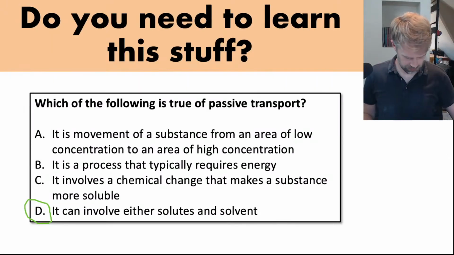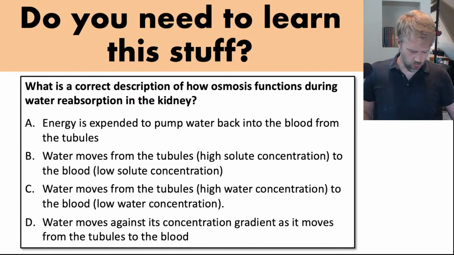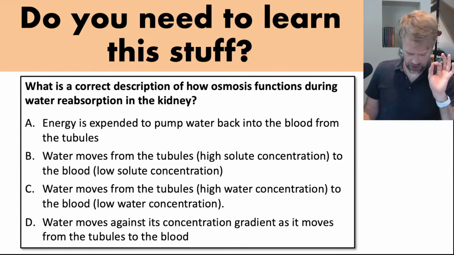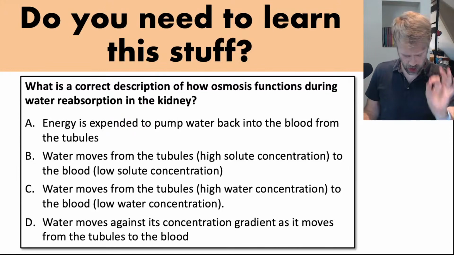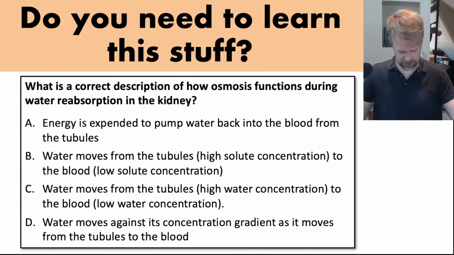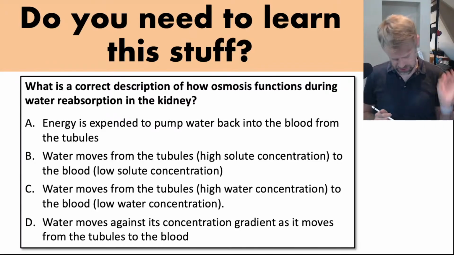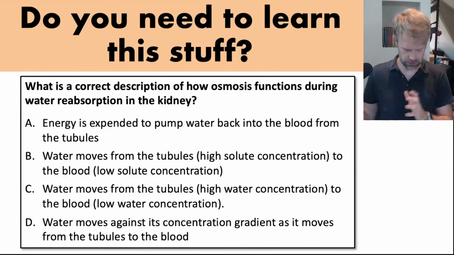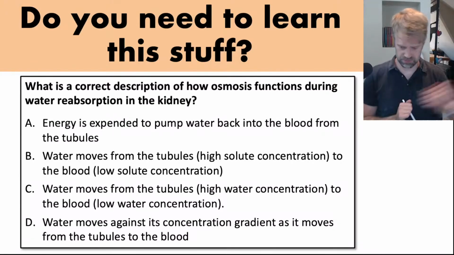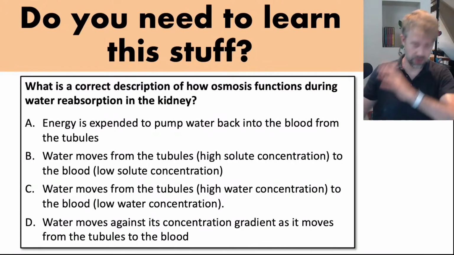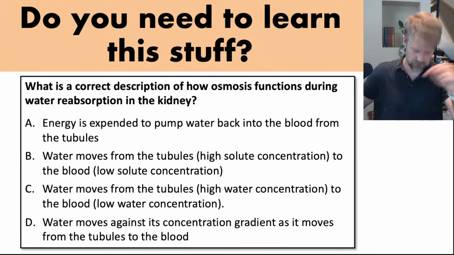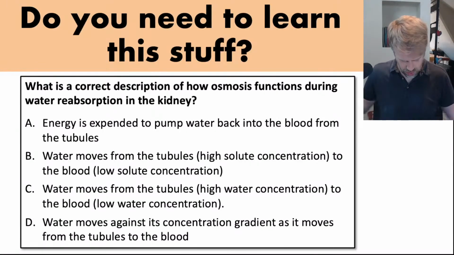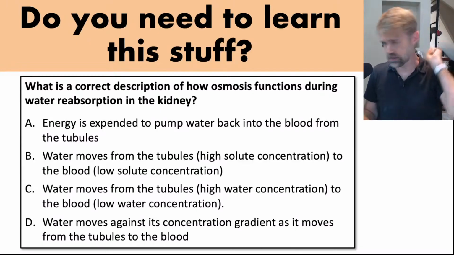Okay, number 2. What is the correct description of how osmosis functions during water reabsorption in the kidney? A, energy is expended to pump water back into the blood from the tubules. B, water moves from the tubules, high solute concentration, to the blood, low solute concentration. C, water moves from the tubules, high water concentration, to the blood, low water concentration. Or D, water moves against its concentration gradient as it moves from the tubules to the blood. Think about it for a sec.